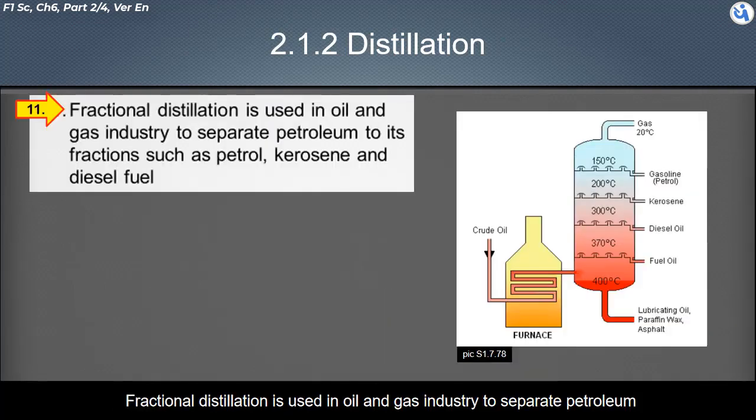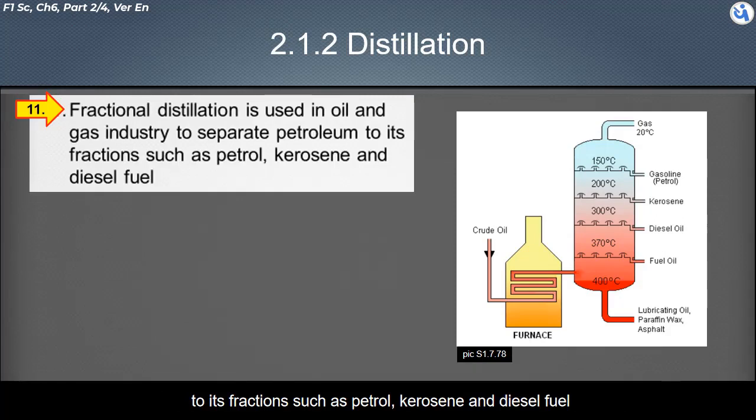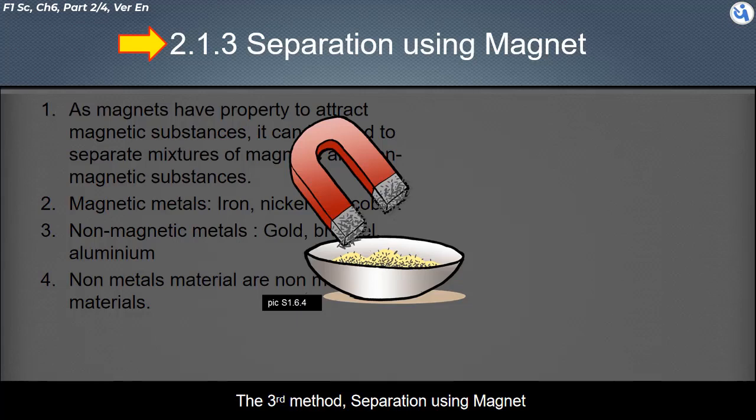Fractional distillation is used in the oil and gas industry to separate petroleum into its fractions, such as petrol, kerosene, and diesel fuel. The third method, separation using a magnet.